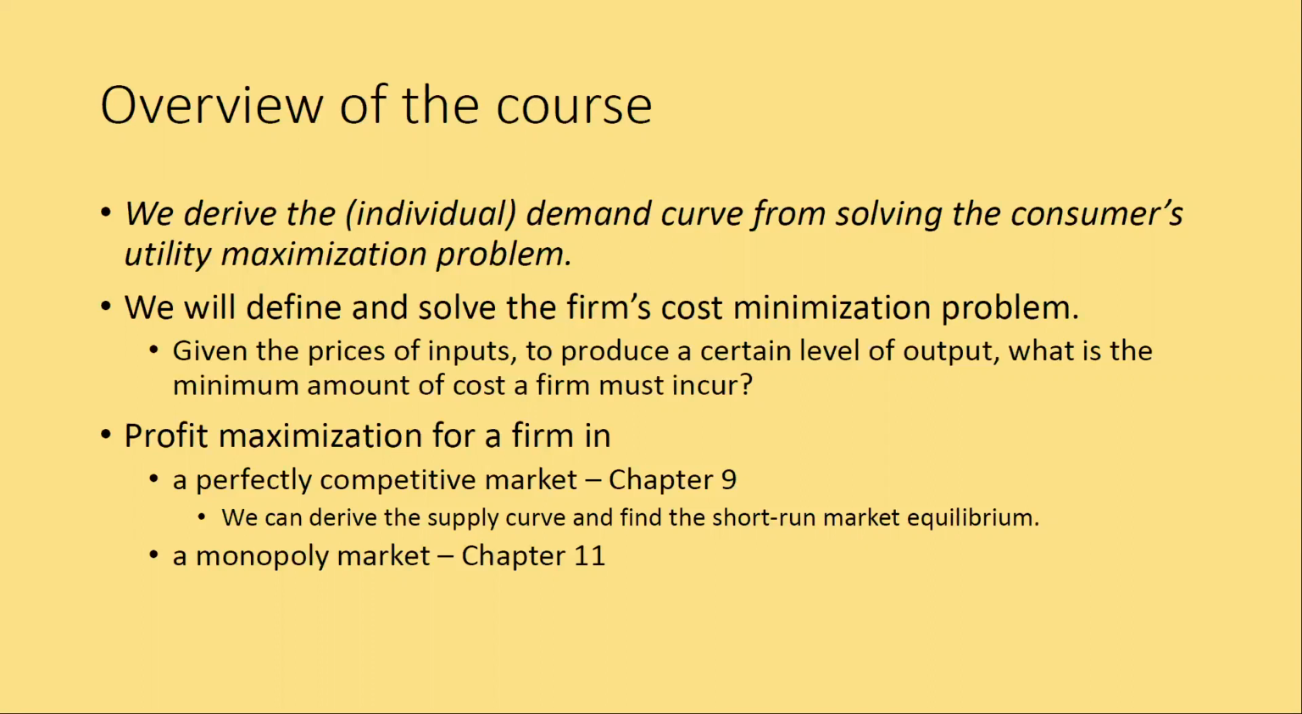In Chapter 11, we have a different market structure, the monopoly market. In that market, we do not derive supply curves for the firms, and we will solve the profit maximization problem for a firm in a different way, and we will see when we come to that.